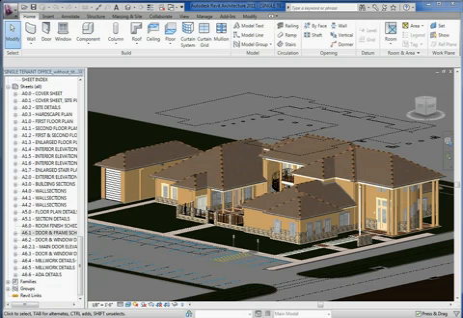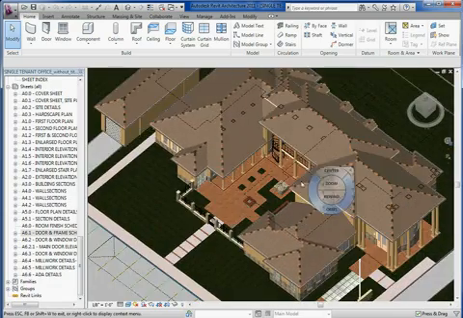Lots of architects and engineers buy and use Revit. Lots of general contractors buy and use Navisworks. Almost no architects and engineers buy and use Navisworks.